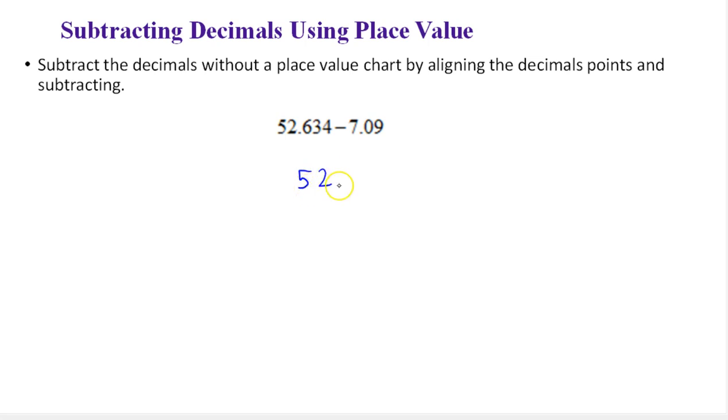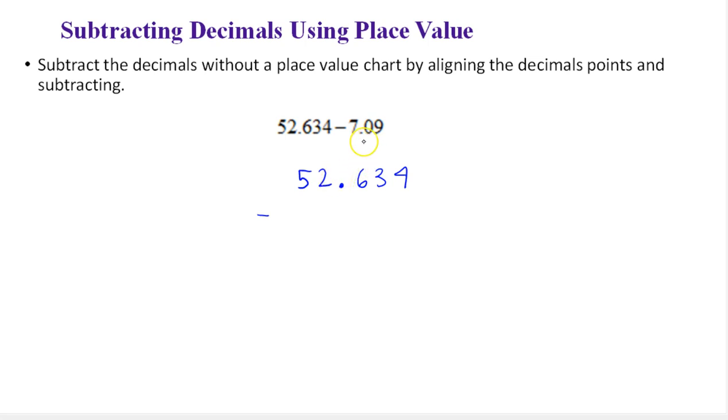So we have 52 decimal point 634. And we want to subtract 7 9/100ths, or 7.09. Now, we want to be careful when we write this. When you subtracted whole numbers, you always lined up the rightmost digit. But the reason we did that is with whole numbers, the rightmost digit was the ones place.